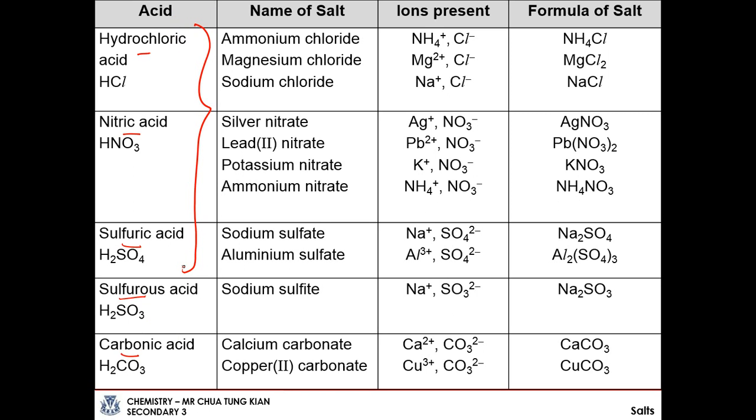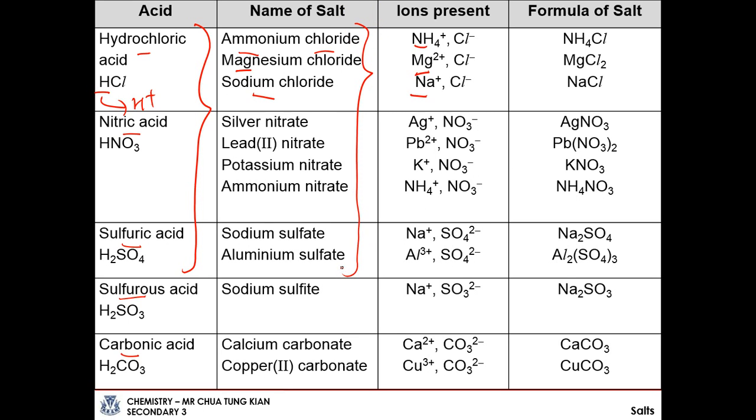Okay, so for example, if I want to prepare ammonium chloride, I have to replace the H+ of HCl with the ammonium ion. Magnesium chloride, I replace H+ with Mg2+ ion. Sodium chloride, I replace it with Na+ ion, and so on and so forth. Then we get a wide range of salts here.